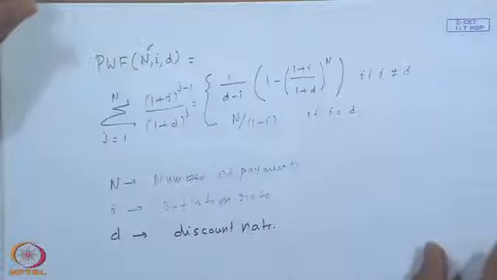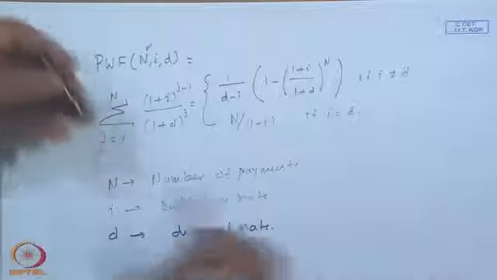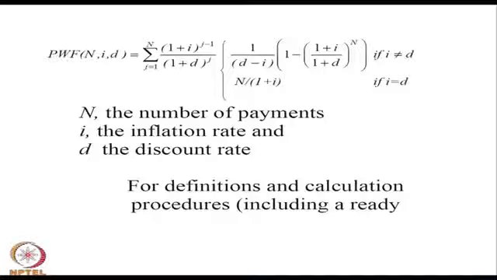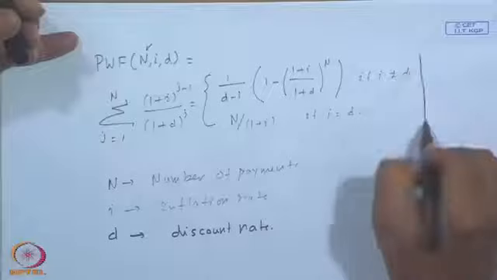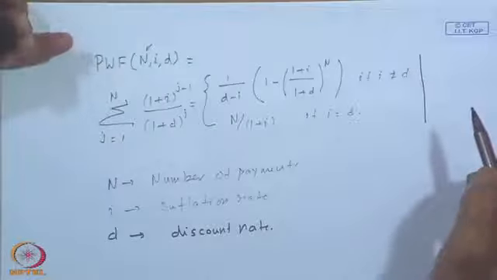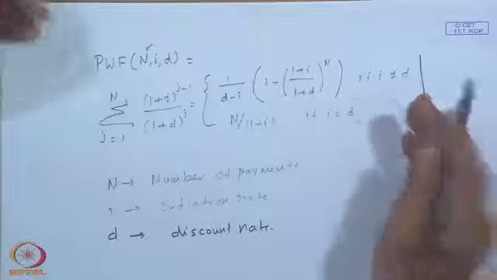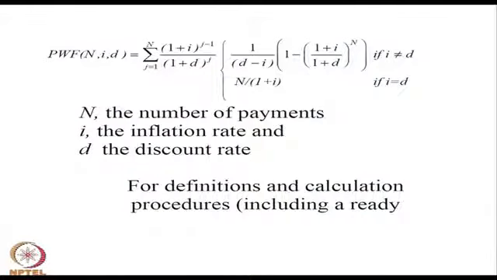So, as I was pointing out, the inflation rate and discount rate could be similar order of magnitude at least. That is borne out by the fact that this present worth factor is given if I is equal to D and if I is not equal to D.